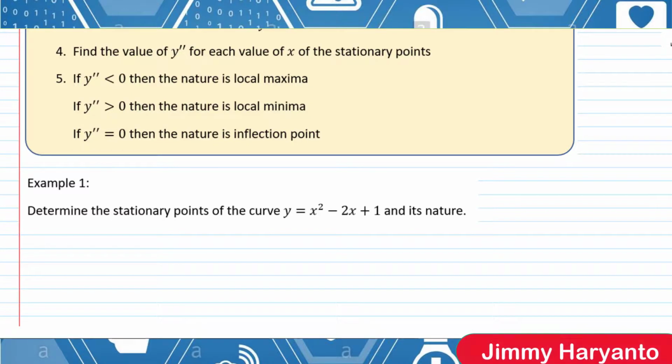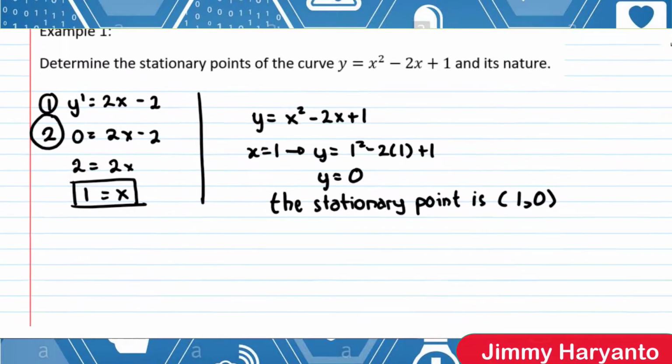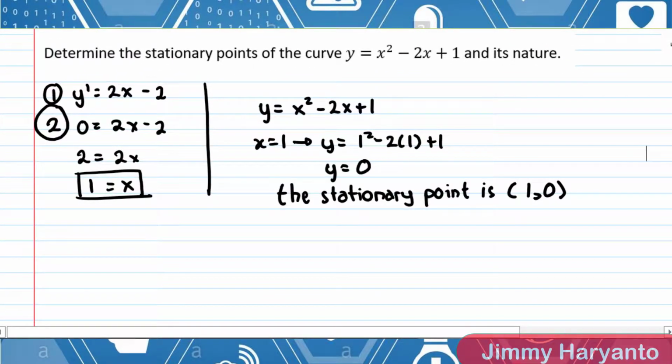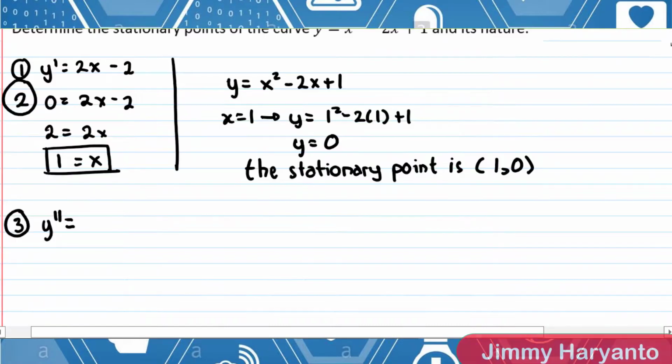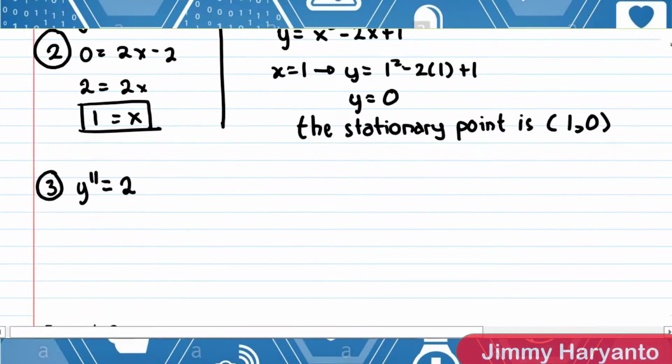Okay, let's do example 1 one more time using the second method. I will copy the answer first. Okay, so at this moment we already have the stationary points. We only have one stationary point, but now we don't want to draw a number line. We want to find the y double accent. Y double accent equals, from this one, 2x minus 2, you can differentiate the 2x minus 2, it will be 2. The result is 2.